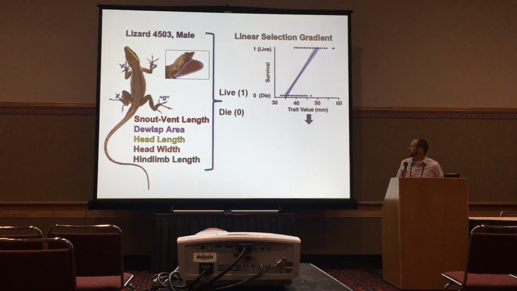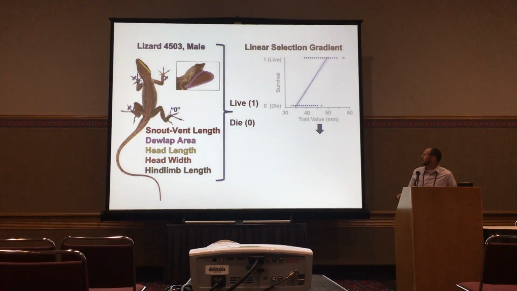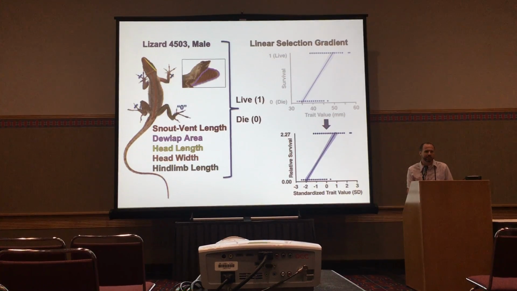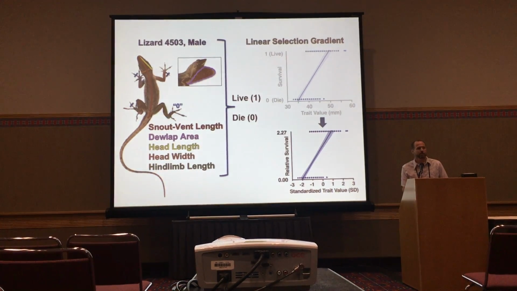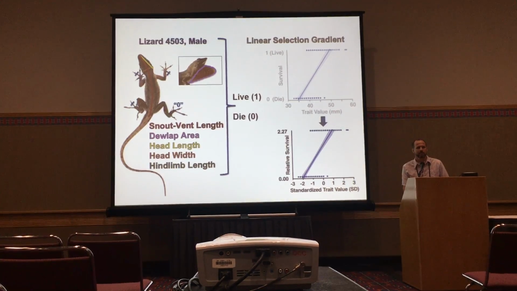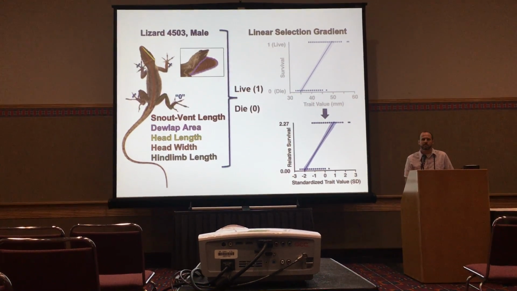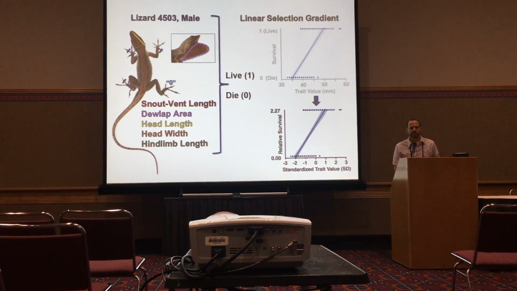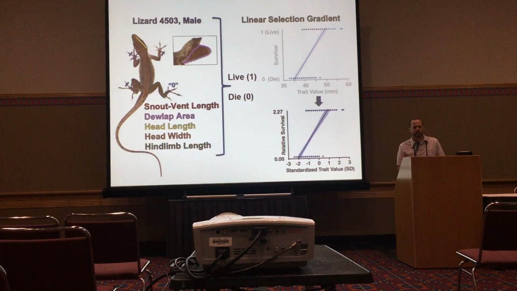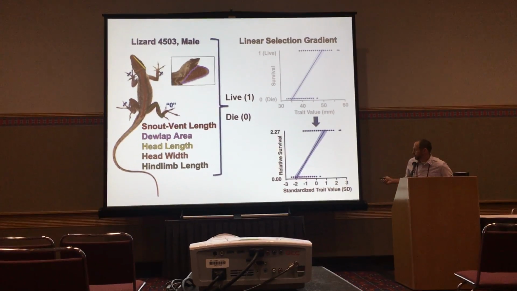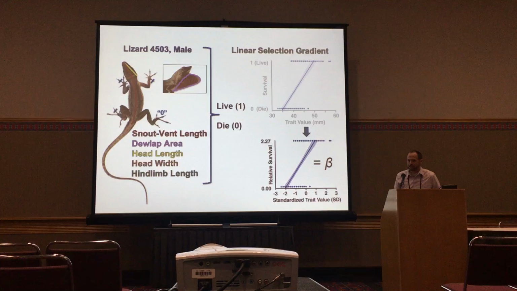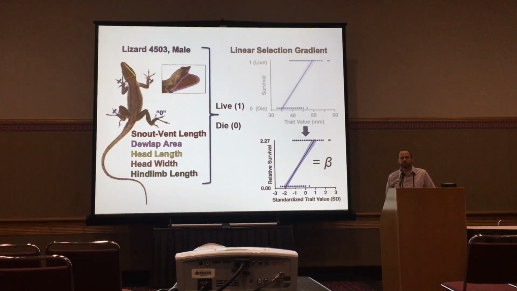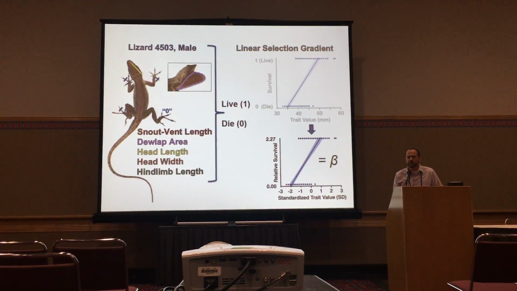To convert that to a standardized linear selection gradient, you take that and you convert, so now the y-axis is relative survival, so this is just 1 or 0 divided by the population mean survival. And then on the x-axis, we're taking those raw measurements and converting them to a standardized measurement with a 0 mean and converting it into units of standard deviation. And then the slope of that line gives us the selection gradient, or beta. In this example, I've given you just a simplistic univariate case where it's a selection differential.